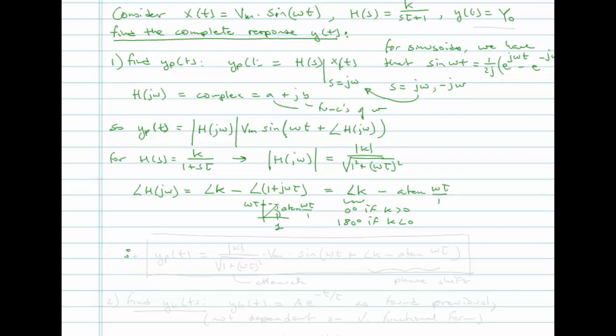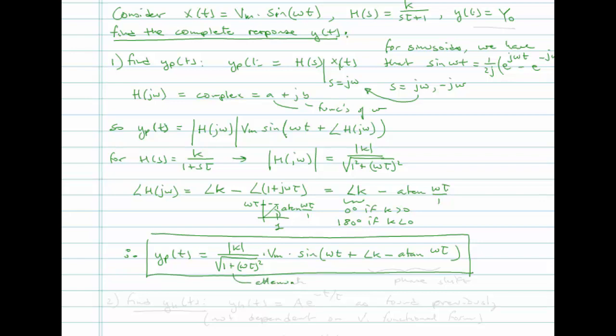Okay, so therefore we could write the particular solution as the absolute value of k over the square root of 1 plus quantity omega tau squared, times Vm, times sine of omega t plus angle of k minus arctan of omega tau. This is our particular solution. Until we have numbers, we can't go any further. But it's sinusoidal, the same frequency as the input, but the output will be attenuated. This will attenuate, right?